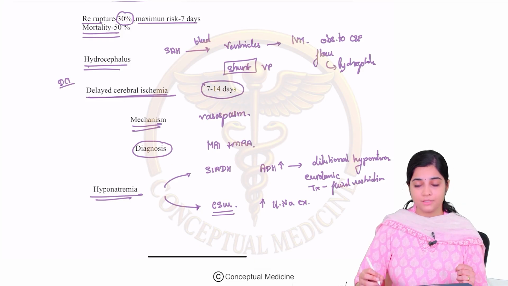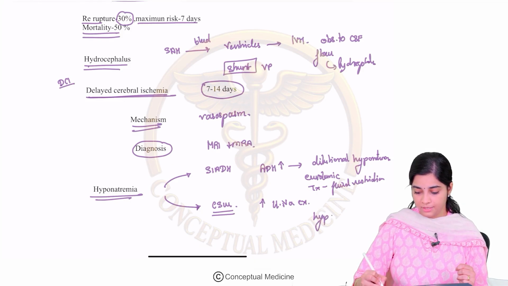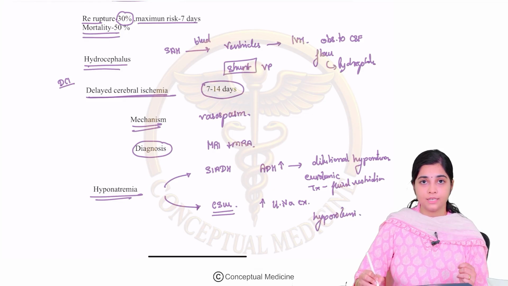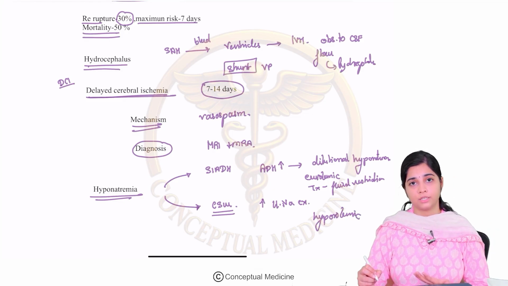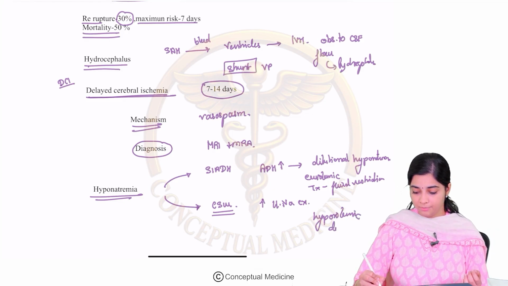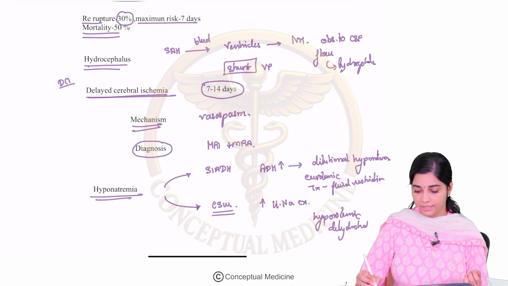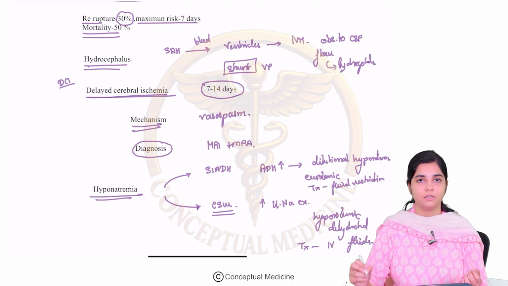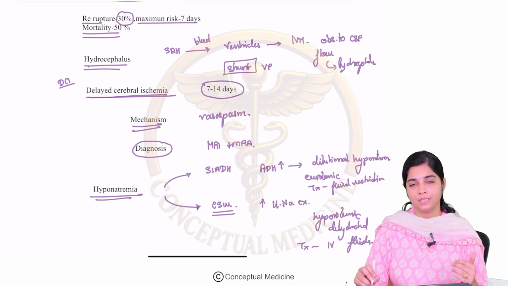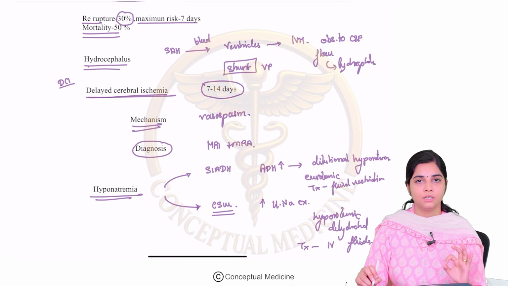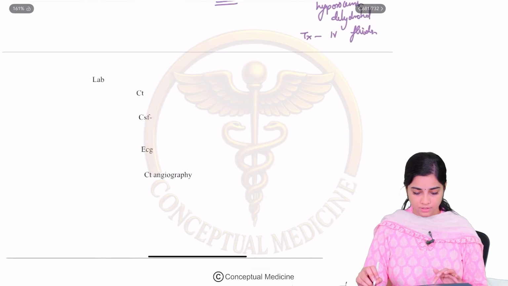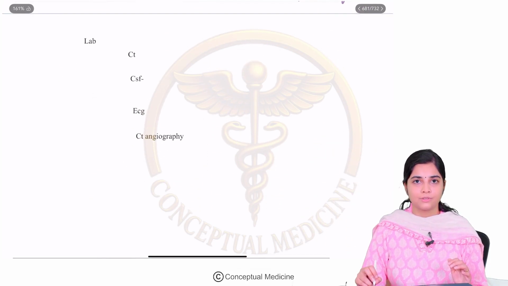But in cerebral salt wasting syndrome, the patient will be hypovolemic because when there is increased sodium excretion, there is increased water excretion as well. The patient will be hypovolemic or dehydrated, and the treatment for this is giving IV fluids. So this is one of the other delayed complications of SAH, which is hyponatremia secondary to either SIADH or cerebral salt wasting syndrome. Now, how do you diagnose your SAH?